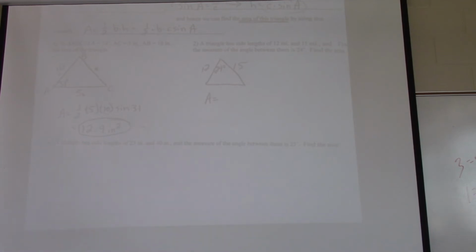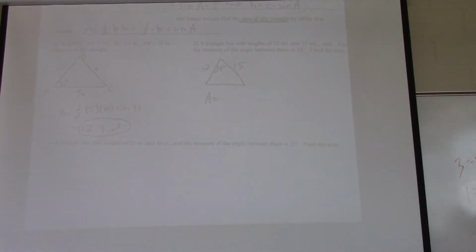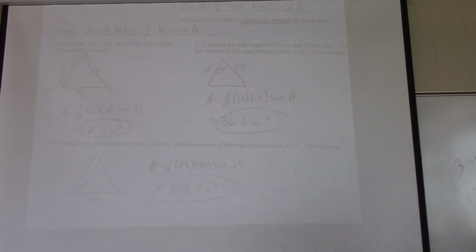Anybody else? We're good? All right, let's take a look. It is as easy as it looks, right? Hopefully you got those answers. So again, I don't even need the picture, right? Half times the side times the side times sine of the angle between them. Done. Okay? You don't have to do any other work. Easy enough? Next page, or down at the bottom, excuse me.